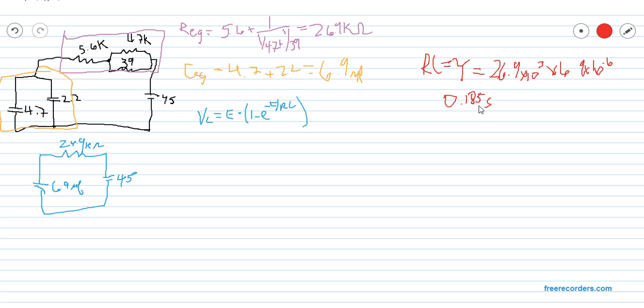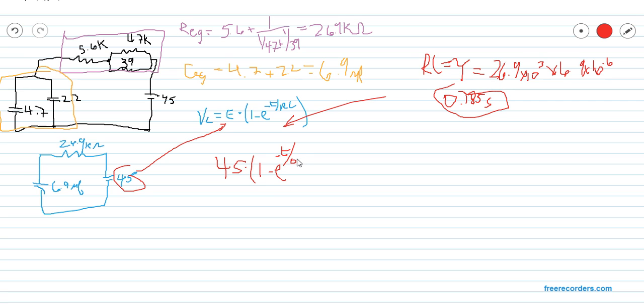Okay, so now we can take this number here and plug it into this equation, and also plug 45 into that equation. 45 times 1 minus e to the negative t over 0.185. That's the first part of the problem.